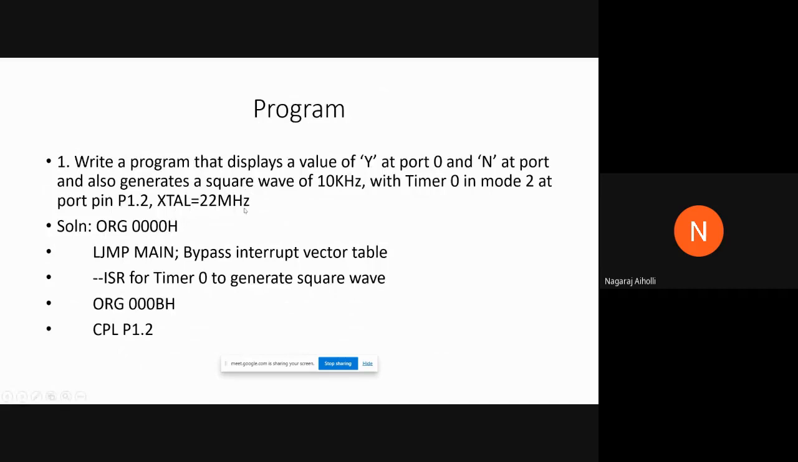Now let us write the program for the given statement. ORG 0000H, that is the first instruction of the program, is stored from this memory location. Then LJMP main, long jump to main. Here the interrupt vector table is bypassed. That is, the ISR written for generating the square wave is bypassed, because until and unless it is required, it is not executed. And it will jump to the main function.